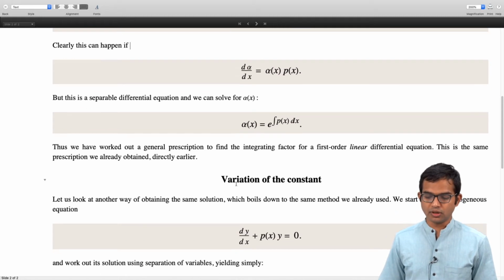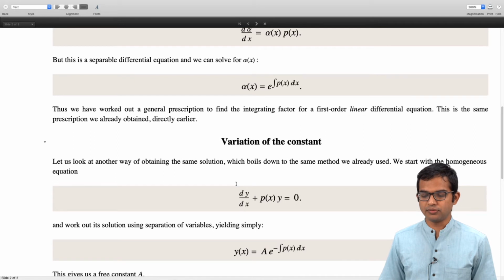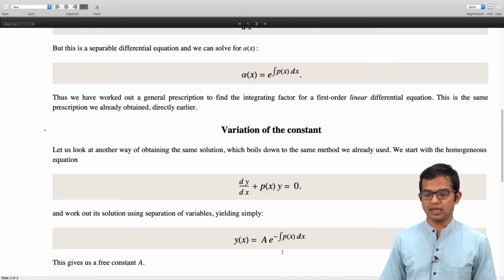So we know how to solve for this, right? This is a separable equation. We solve for y, and we simply have y of x is equal to a times e to the minus integral p of x dx. So this gives us a free constant a.